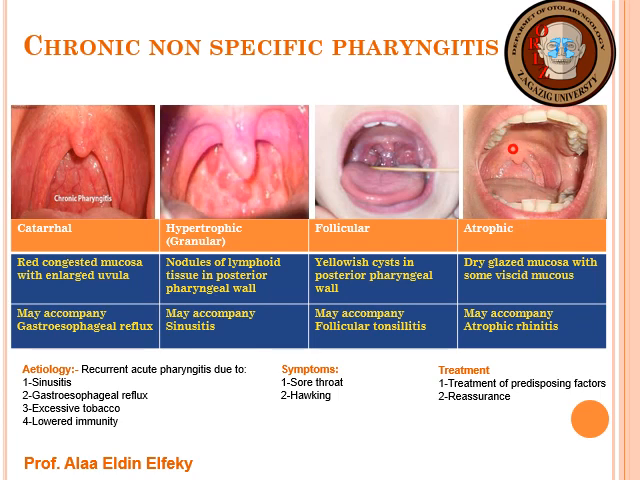Here is the atrophic chronic pharyngitis, which usually accompanies atrophic rhinitis. You see dry glazed mucosa with some viscid mucus, and you may see some crusts. The symptoms are sore throat and hawking, repeated clearing of the pharynx. Continuous hawking and mild sore throat are the main symptoms. The treatment is of the predisposing cause, any reflux or sinusitis, and you have to increase immunity and reassure the patient, because the patient is usually worried about his health.